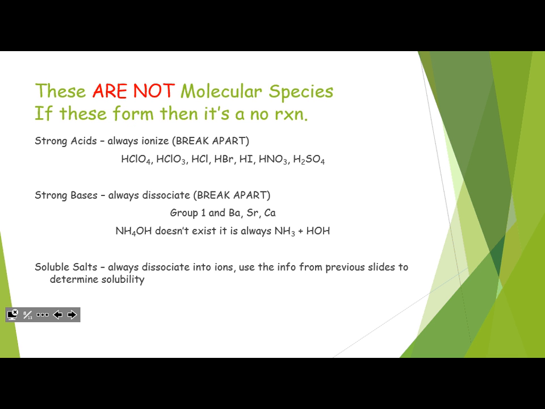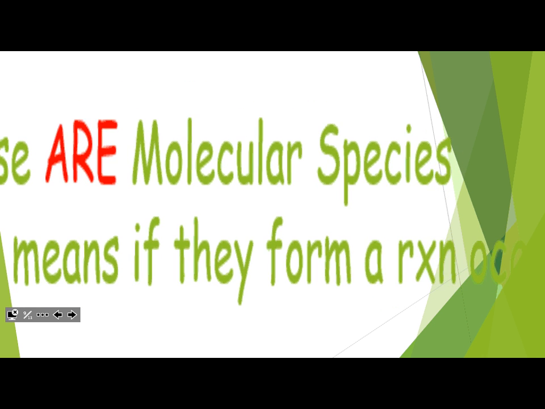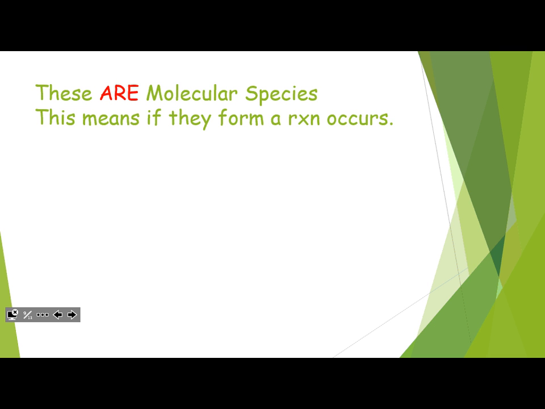And then the soluble salts, they aren't molecular species either. They dissociate into ions. That goes back to the things that were on the previous slides about solubility and looking at charge difference and atomic ionic radius in order to determine. So if these are not molecular species, what are molecular species? The following are molecular species. This means if they form, a reaction occurs. We have weak acids, weak bases, and water.